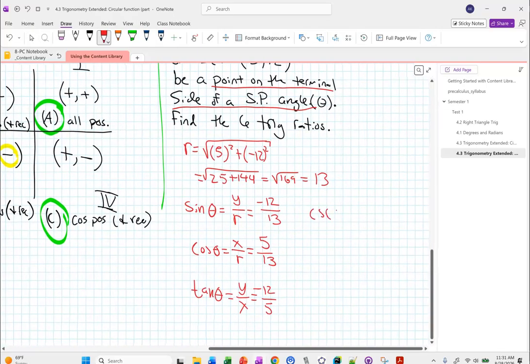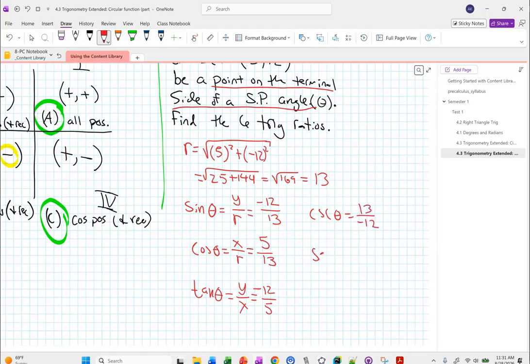Cosecant is the reciprocal of sine. Secant is the reciprocal of cosine. Cotangent is the reciprocal of tangent. Right? Is this any more difficult than if I give you a right triangle with two sides and ask you to report the 6 ratios? No. We're just using different formulas, right?